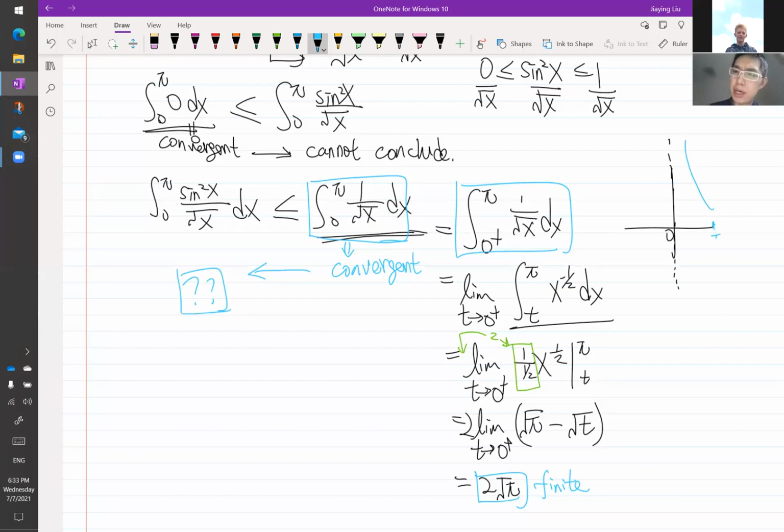So pi, let's say pi is here. I don't know what the graph looks like, let's assume the graph looks like this. This is 1 over square root of x. This area between 0 and pi, the right side of 0 to pi, that's basically finite if the integral is convergent, right? And then you have a smaller area, the function that's smaller than this function.